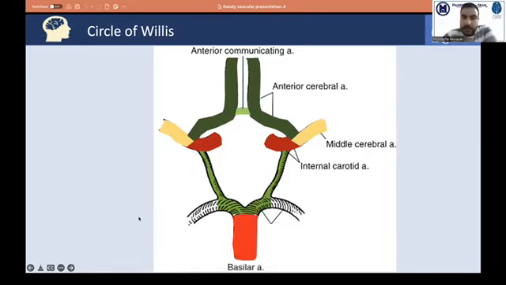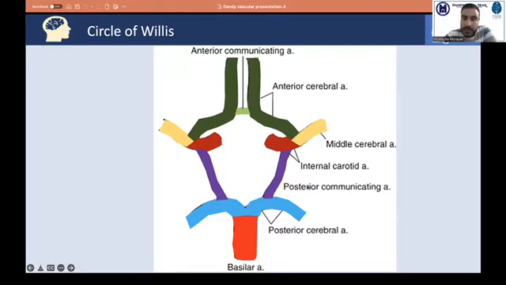Now, regarding the posterior circulation, we have the basilar artery, and it gives rise to the two terminal branches, the posterior cerebral arteries. And then we have a branch that communicates the anterior and the posterior circulations called the posterior communicating artery. Indeed, this branch is coming from the internal carotid artery, passing posteriorly and medially to join the posterior cerebral artery. Okay, that was the main concept of the circle of Willis.